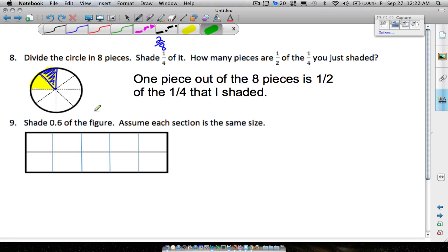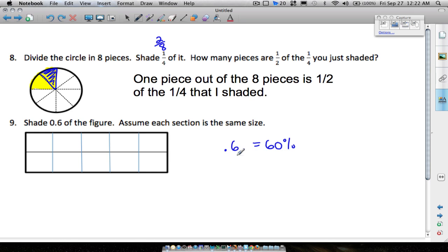And now number 9, shade 0.6 of the figure, shade 6/10 of the figure. And let's assume that each section is the same size. What does 0.6 mean? 0.6 means a bunch of things. 0.6 is 60%. Moving the decimal 2 places to the right and tacking on the percent symbol. Or we could just say, hey, it's going to be 6 out of 10. Maybe you like that one better. 0.6 means 6/10. Think about the place value.